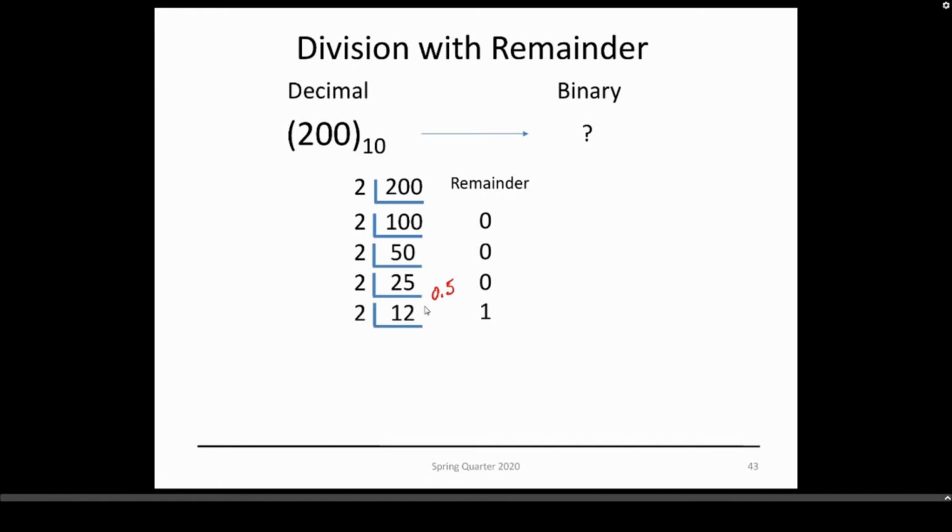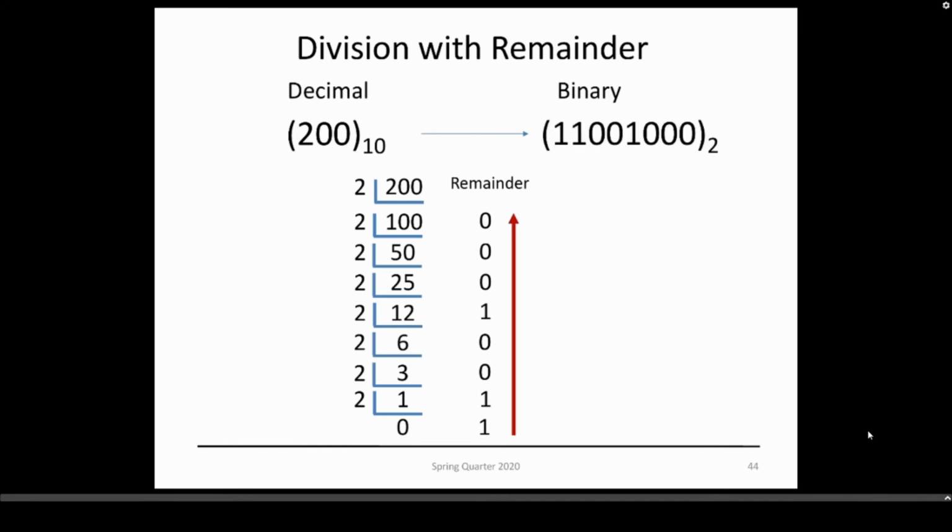12 divided by 2 gives me a 6, remainder 0. 6 divided by 2 gives me a 3, remainder 0. 3 divided by 2 is 1.5, so I get a remainder of 1. And 1 divided by 2 is 0.5, so I get the 0 and the remainder 1. And now I read my number from bottom to top, and you get this binary number, 11001000.